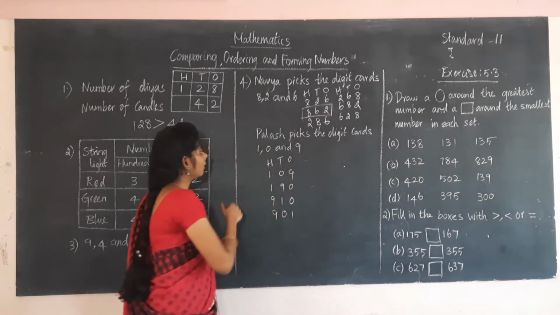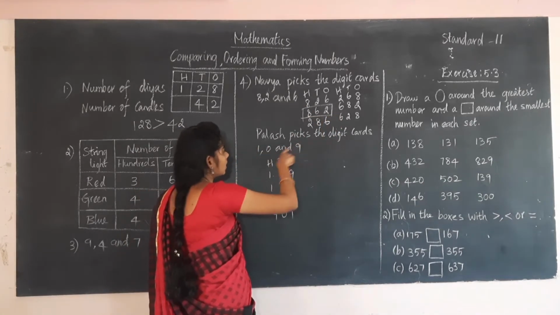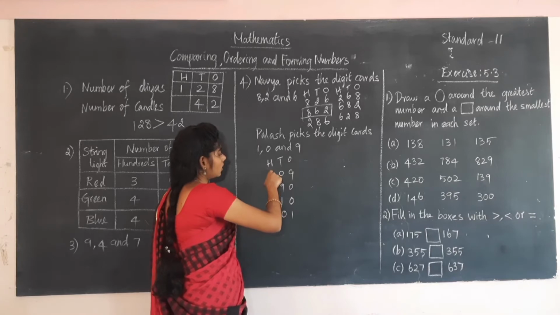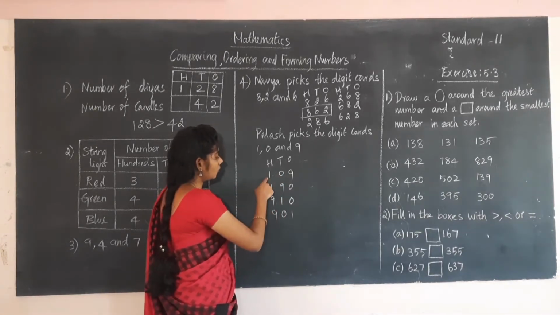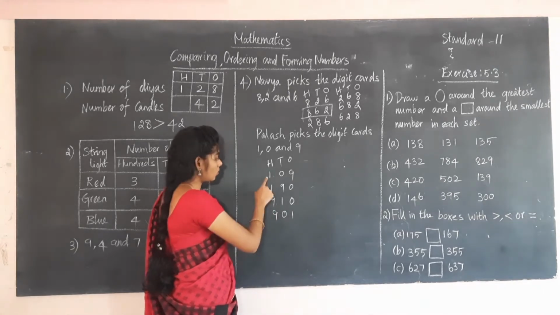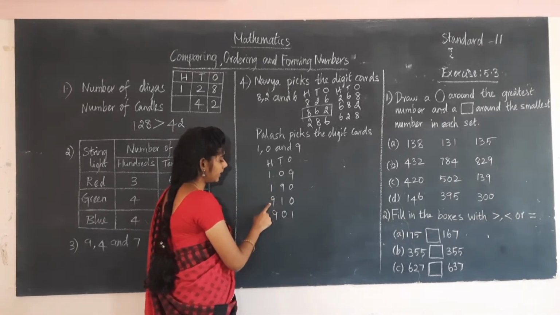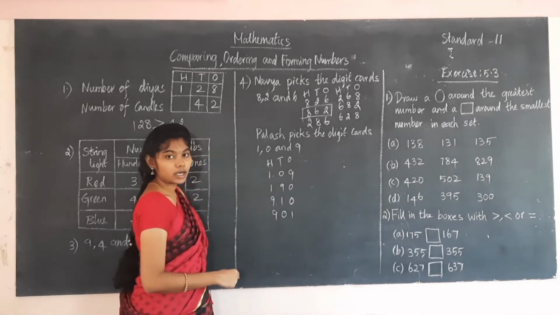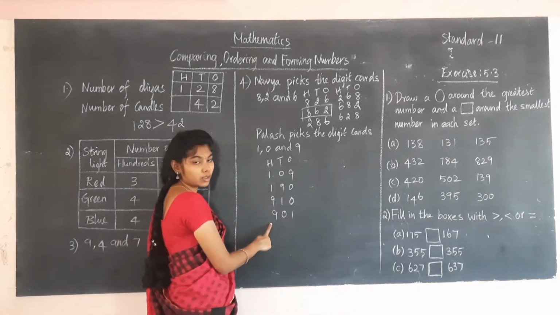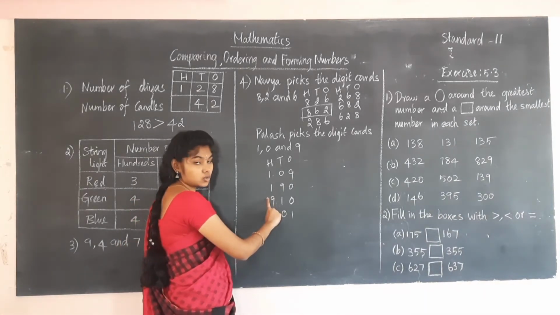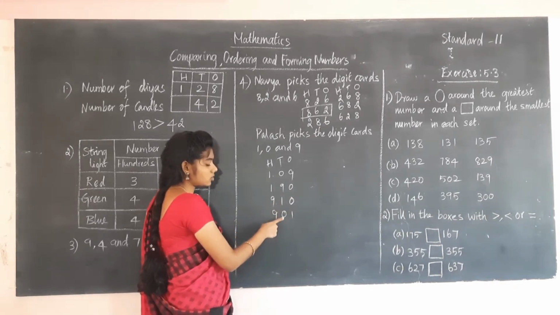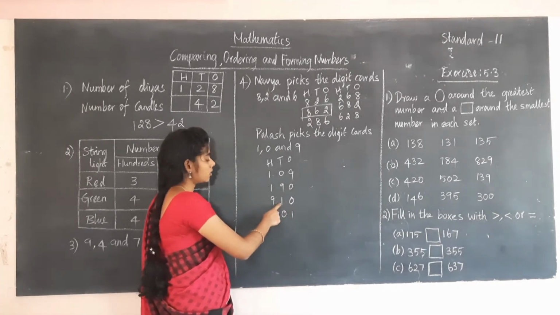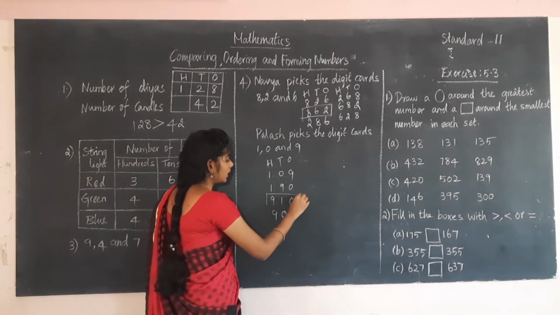And then here, Plush picks the digit cards 1, 0 and 9. So here which one is the greatest number? To find, we have to check in the hundreds place. 100, 100, 900 and 900. So which one is the greatest number? 900 is the greatest number. So select these two. And next to that, we have to see the tens place. Whether 1 is greater or 0 is greater. 1 is greater. So the greatest number is 910.